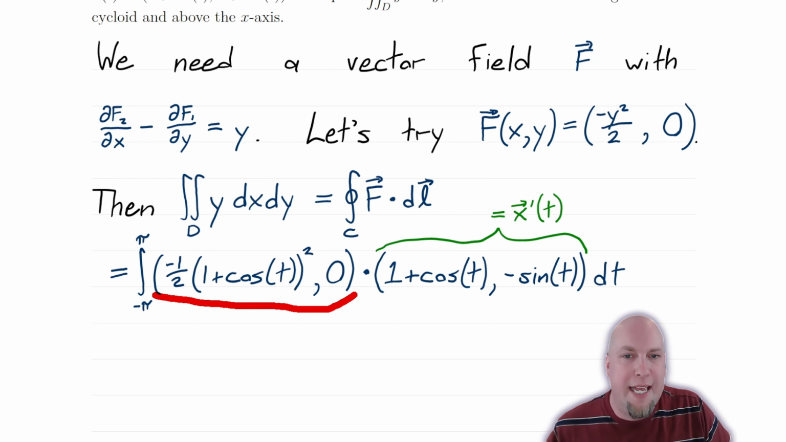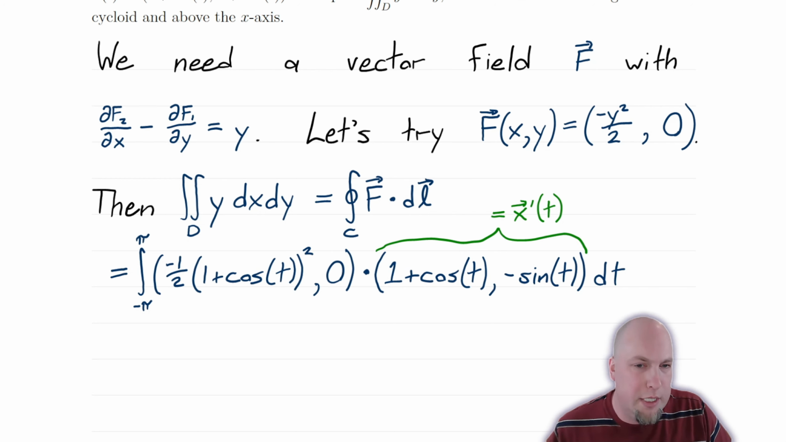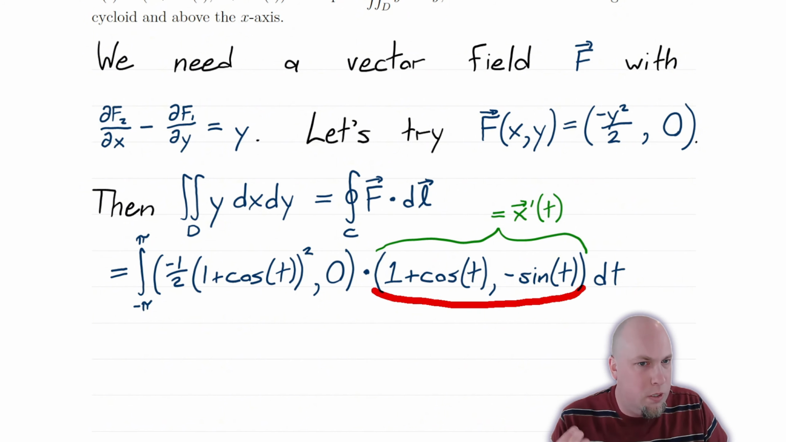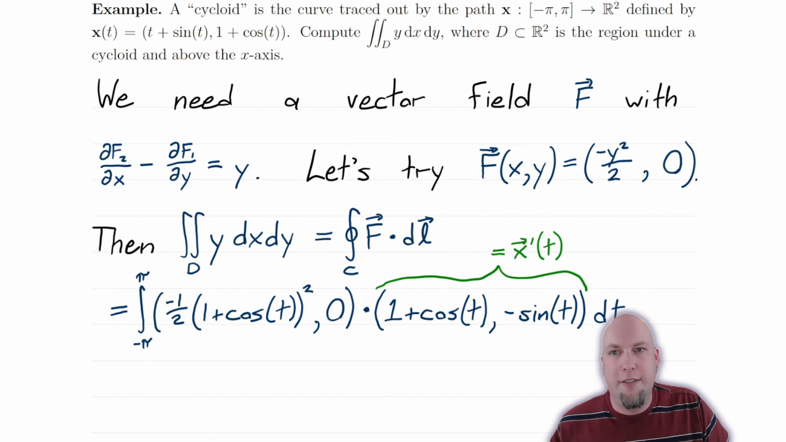This vector here is F of x of t. And then remember in our vector line integral formula, we've got to dot that with the velocity vector, or x prime. So I just take my path here, take the derivative of it entry-wise, so this becomes 1 plus cos t.